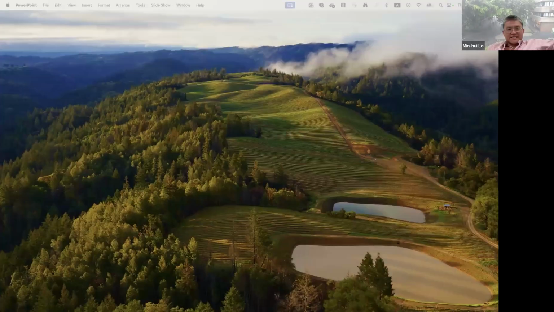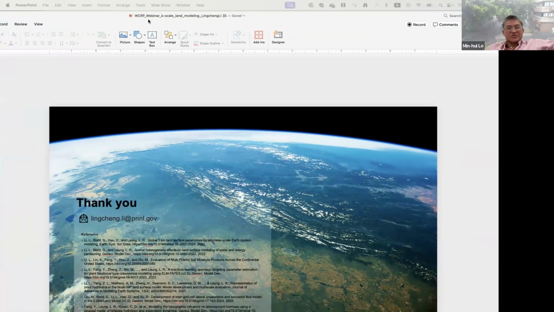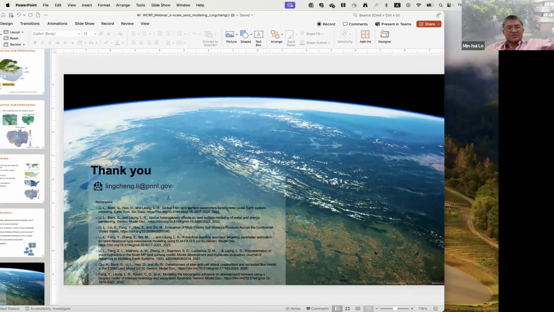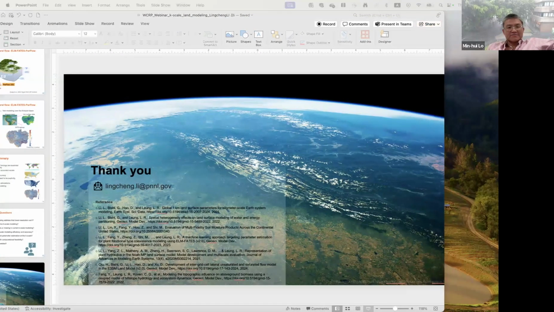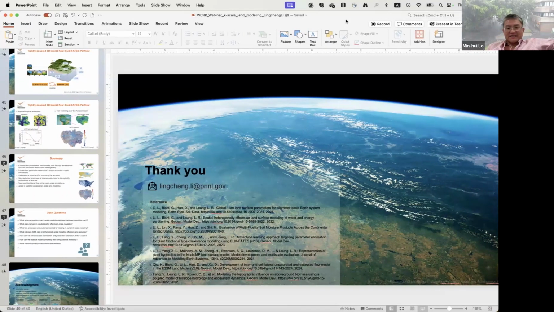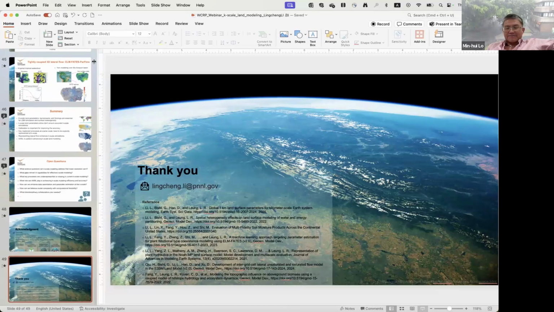Thank you very much, Lingcheng, for giving us this high resolution data set and showing how this high resolution parameter can improve these simulations. It's pretty nice. Thank you very much.